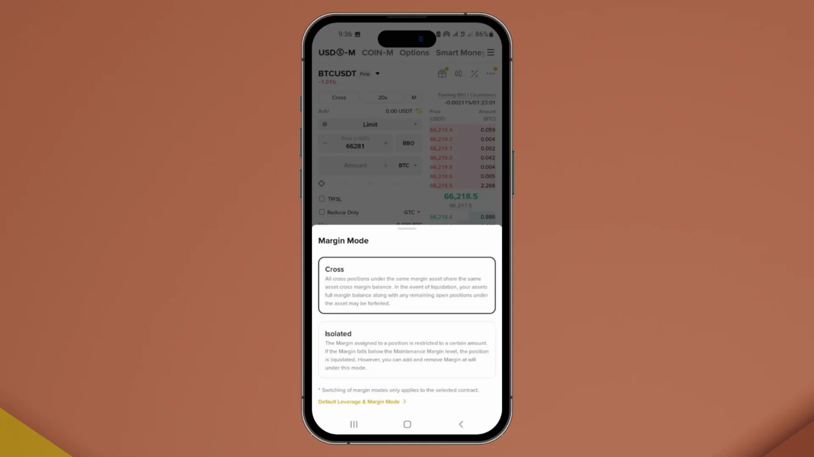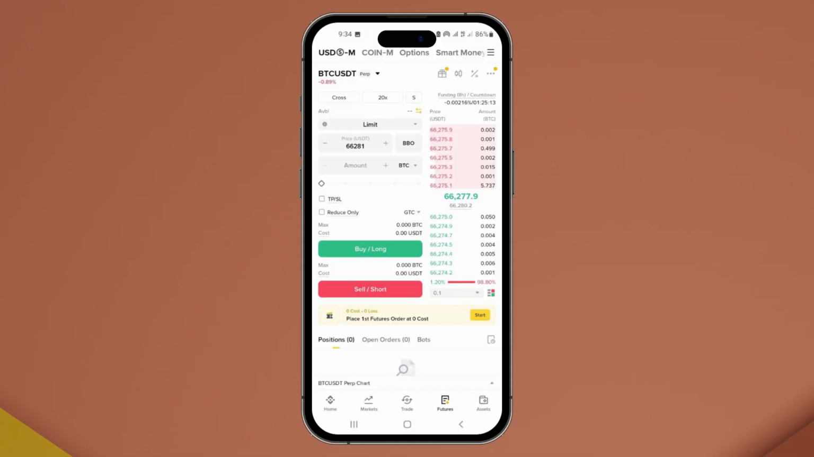After selecting your margin mode, you will then need to choose Sell Short as your order direction. This step essentially sets the stage for shorting. By choosing to sell or short a cryptocurrency, you're betting that its price will go down, allowing you to buy it back at a lower price later on.